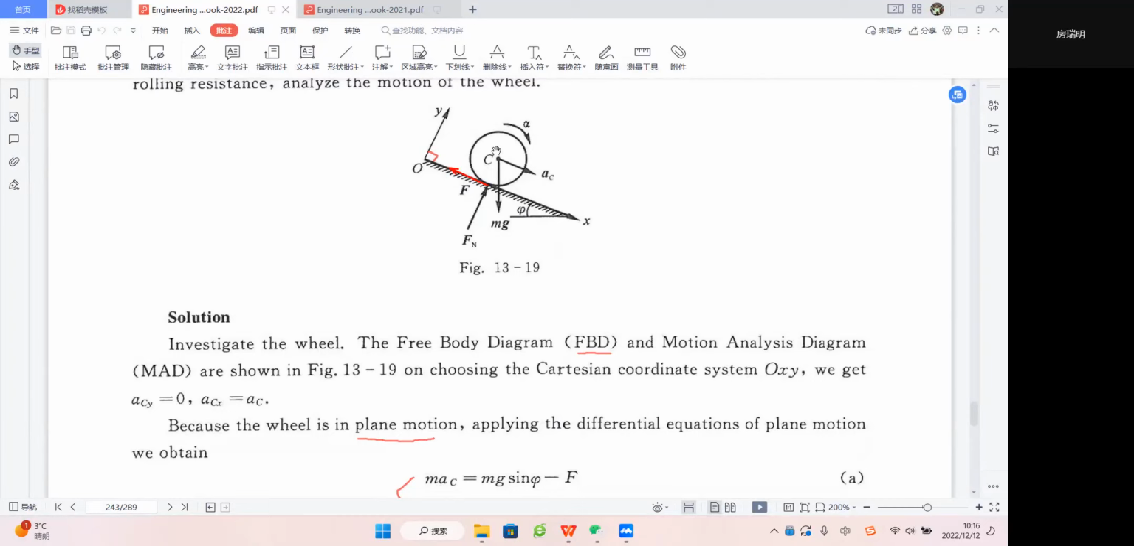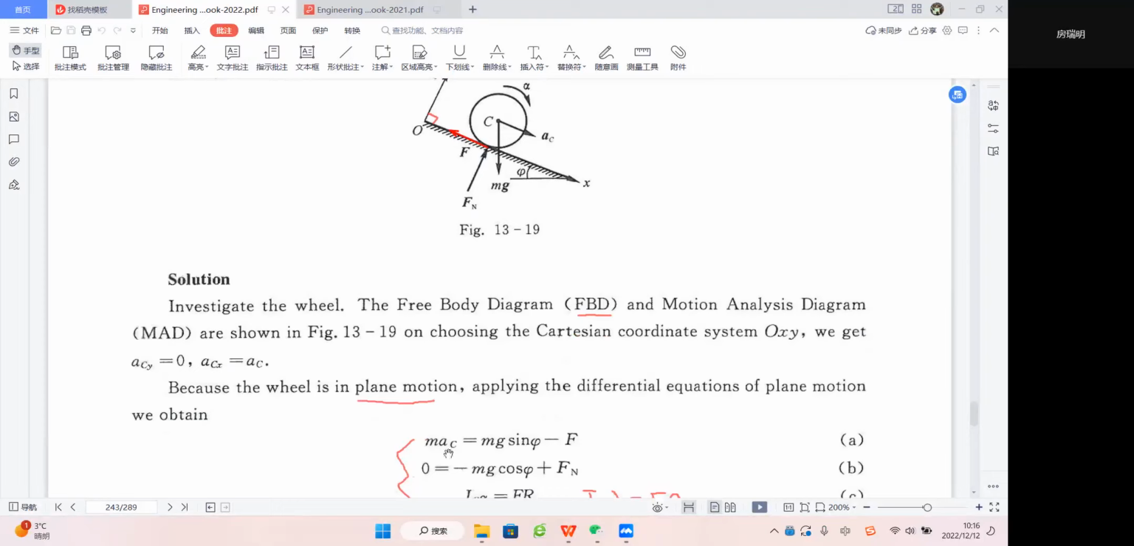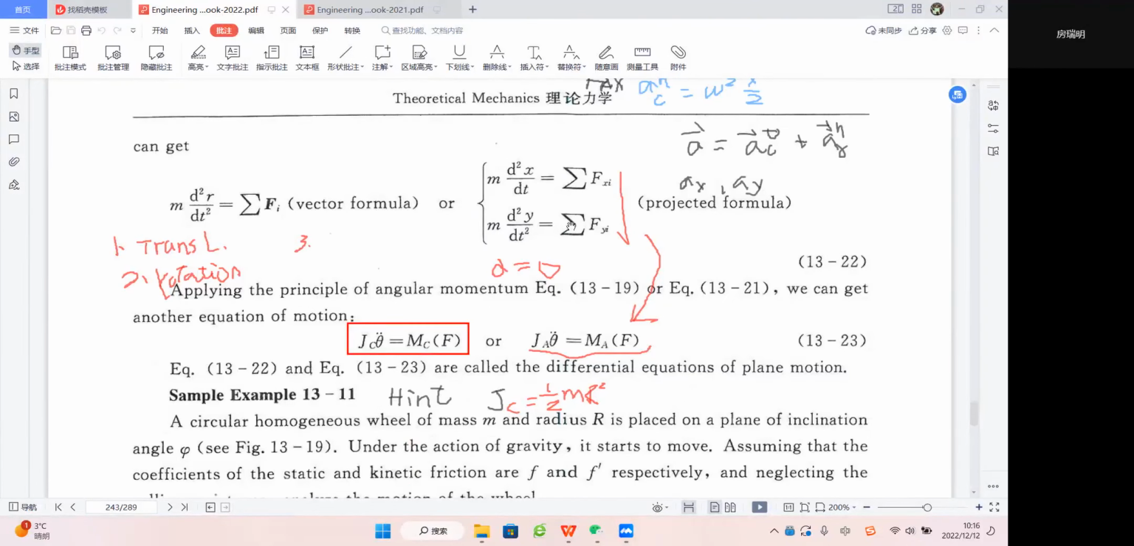According to our reference coordinates x and y, because this wheel will move along this slope without jumping, it is always true that a_Cy equals 0, right? So we will have m a_Cy equals 0. There is the equation here. Because a_Cy is 0, this is 0, equal to sigma F_y, right? Just like this.